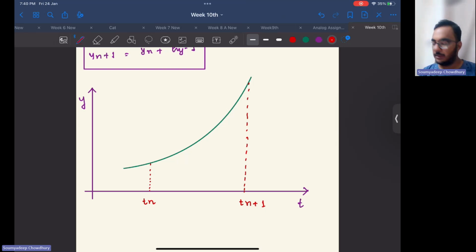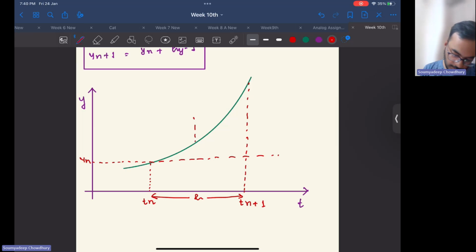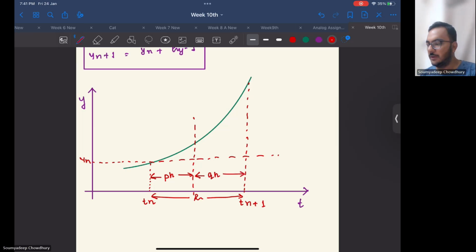So what we do here is instead of dividing this entire gap in half, we take a ratio and we divide it in a particular ratio. So the ratio here is we'll divide it in a ratio of P is to Q. So one part will be P times H and the other part will be Q times H. So this is Yn. We just extend this and we divide it in some ratio so that this is P times H. This is Q times H, right?